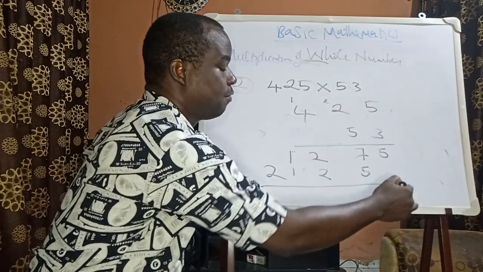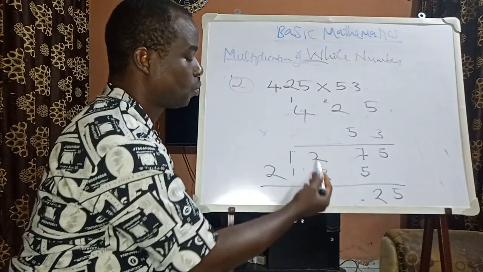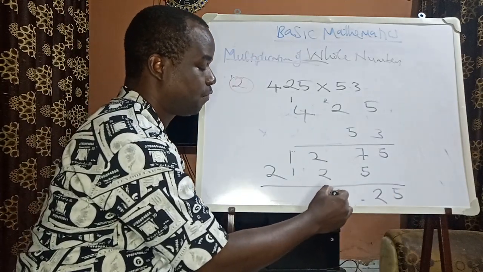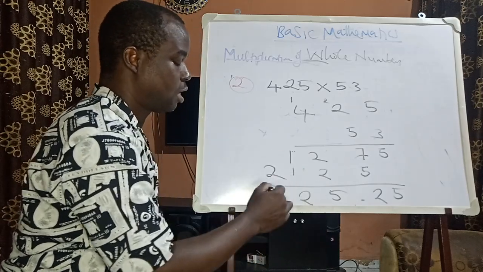Now add it up. You have 5. 7 plus 5 is 12. You have 2, carry 1. 1 plus 2 plus 2 is 5. Then 1 plus 1 is 2. I bring down 2.